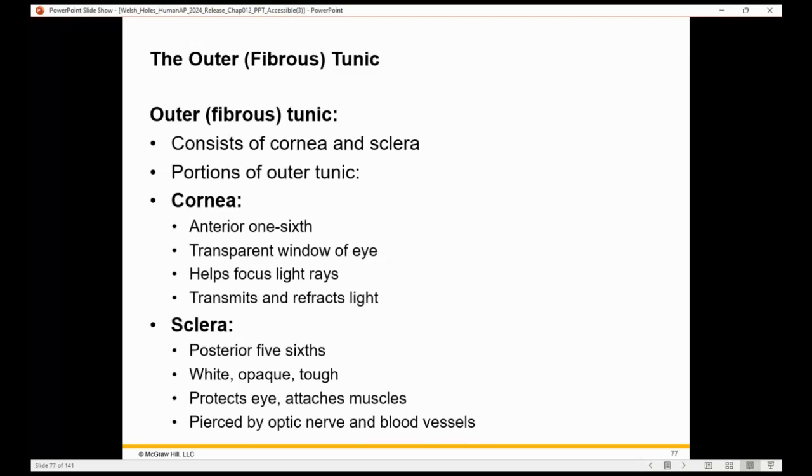It's white, opaque, and tough. It protects the eye and attaches muscles. It's pierced by the optic nerve and blood vessels.